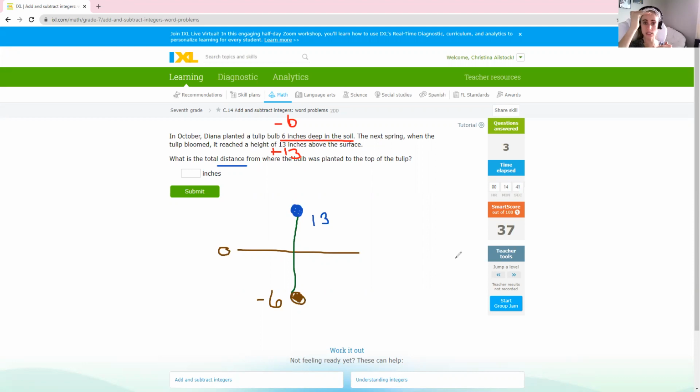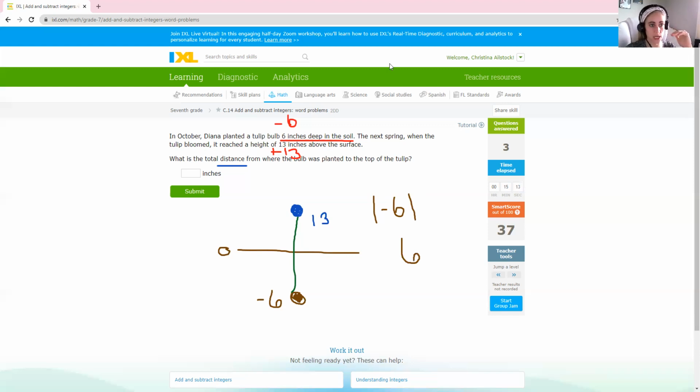So if we're counting distance, whenever we work with distance, it doesn't matter whether you walk forwards or walk backwards, you're walking, so it's a positive amount. Therefore, we need to take the absolute value of -6. Absolute value is the distance, it is the positive version. That would be 6 inches. So the absolute value of -6 would be +6. That would bring it up to surface level.